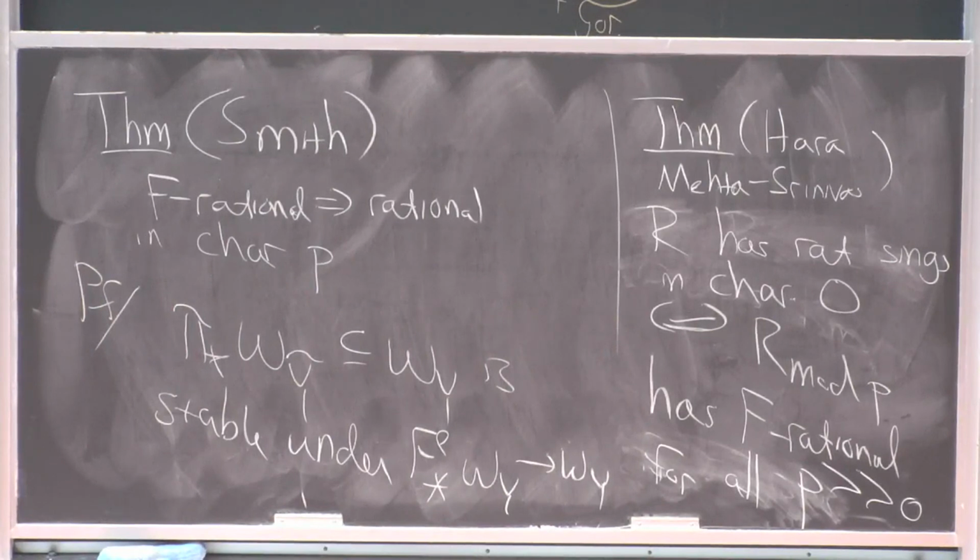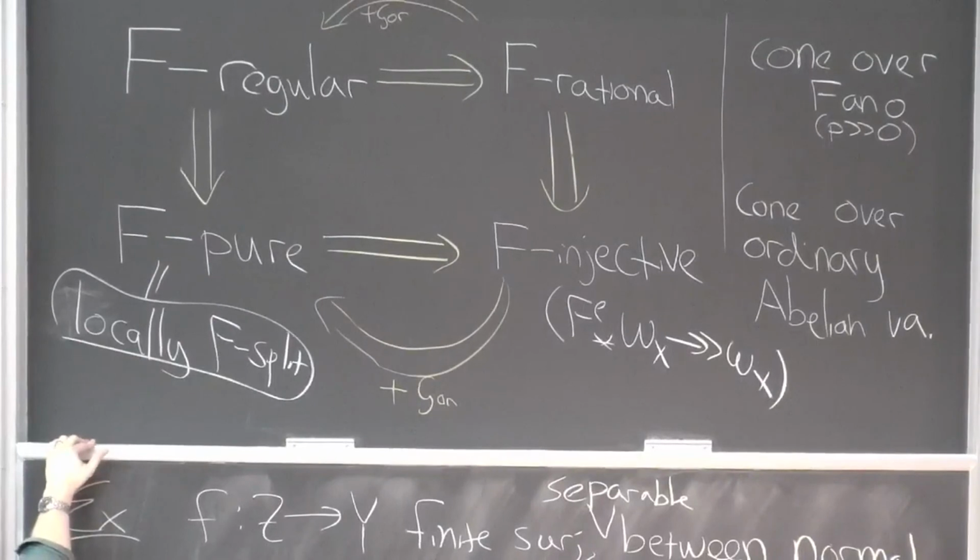Maybe I'll just do the F-pure case, about how to show a variety is F-pure. So that's locally F-split. I think that's what I'll conclude with. And then I'll say maybe one or two quick words about what's going to happen tomorrow.